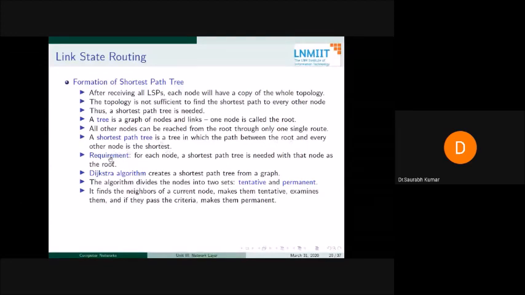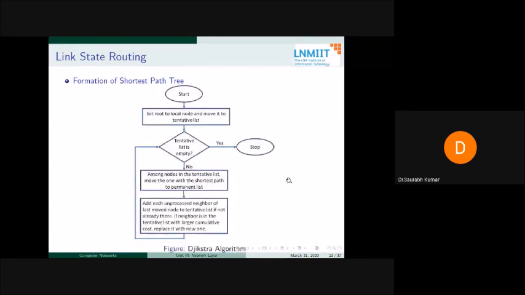So what is the requirement? For each node, a shortest path tree is needed with that node as root, and we are going to use the algorithm called Dijkstra. I think you might have heard of this algorithm and worked on it during your data structures course. This algorithm divides the nodes into two sets: one is tentative and the second is permanent. We'll see it with this algorithm.